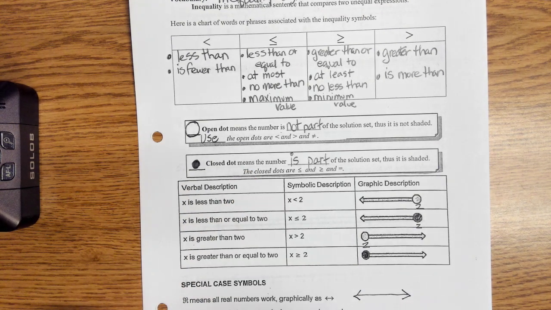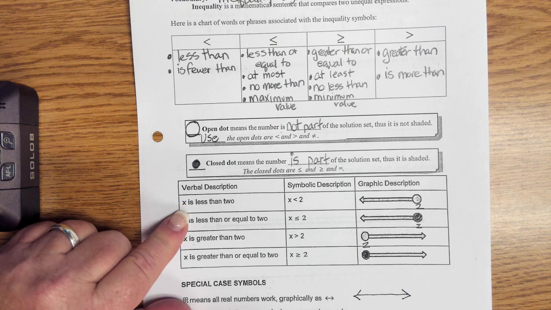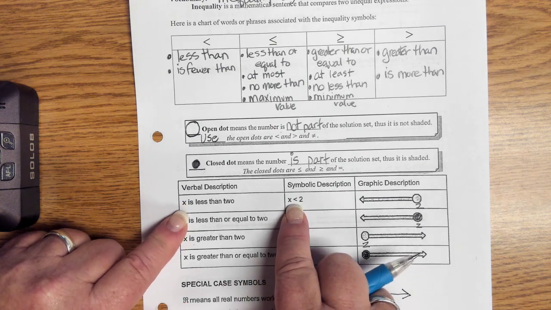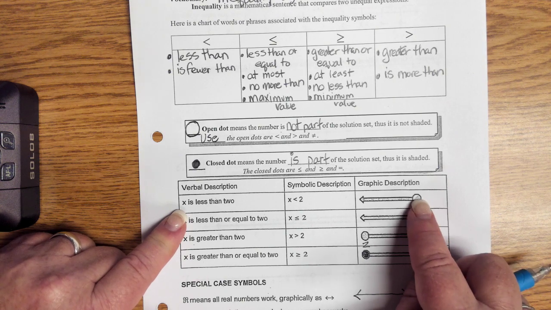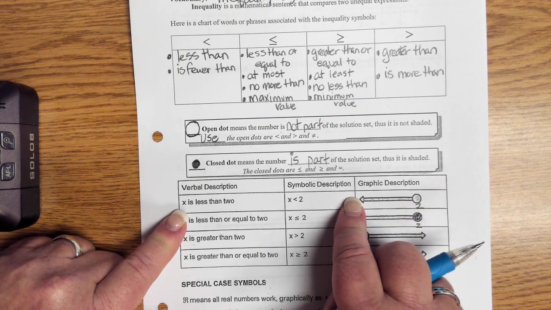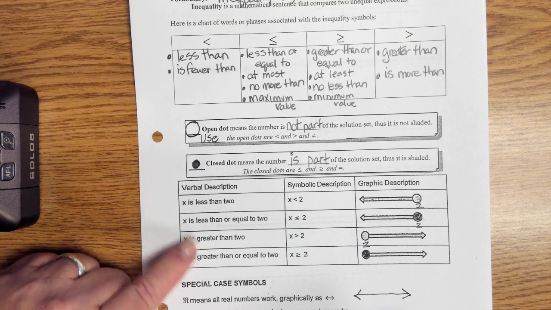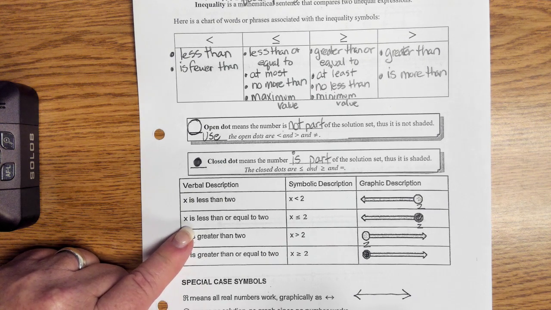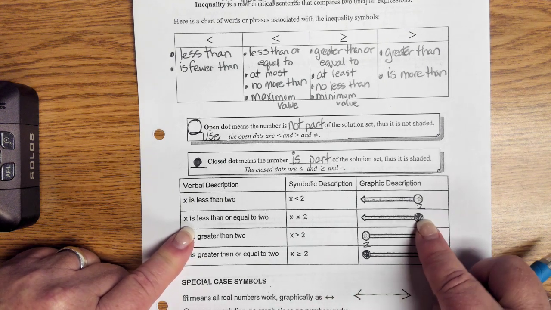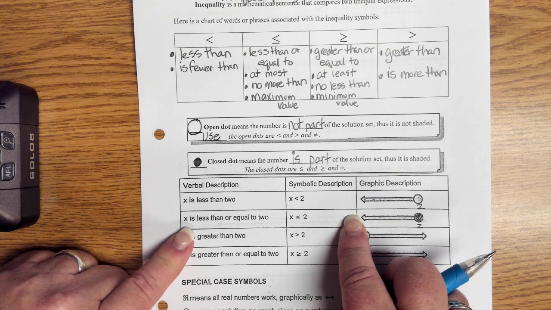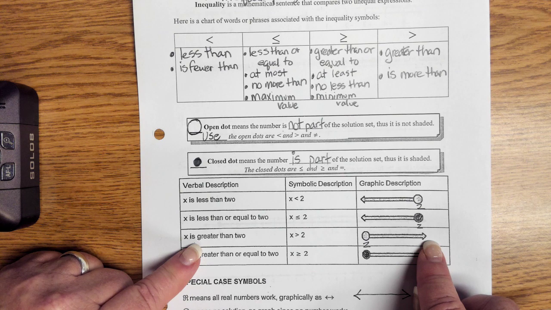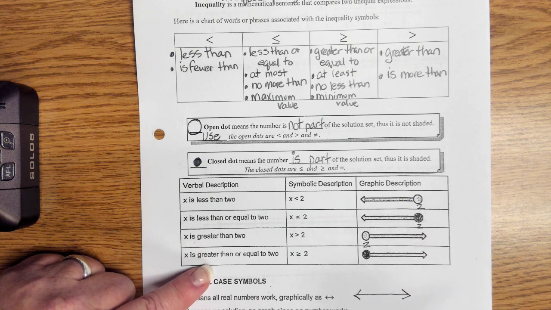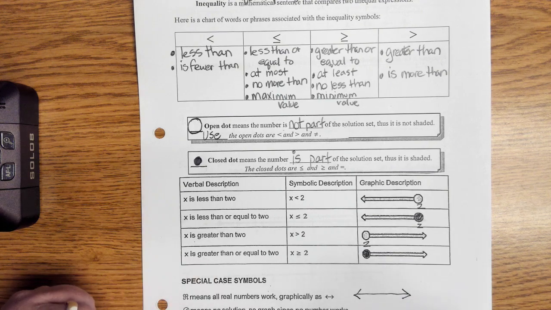Verbal description, so x is less than 2, x is less than 2, you would go to the number line where 2 is, and you would put an open dot, and then you would put your arrow going less than. Okay, x is less than or equal to 2, here's a closed dot, and it's going down, meaning it's less than. X is greater than 2, it's going this way, and it's open. X is greater than or equal to, it's closed, and it's going this way.